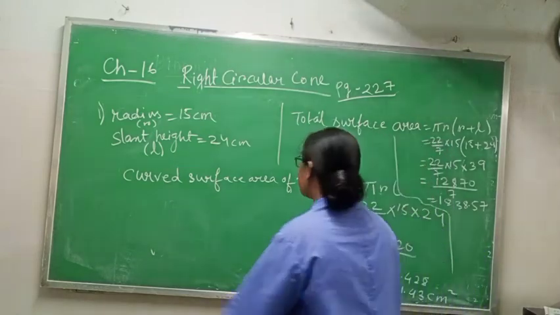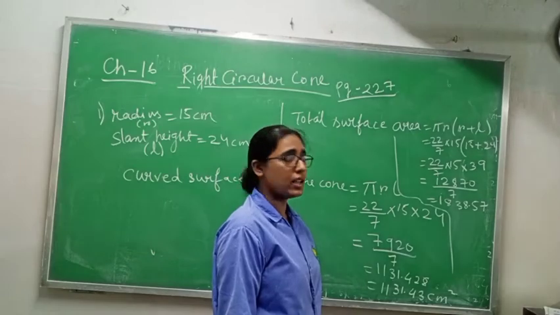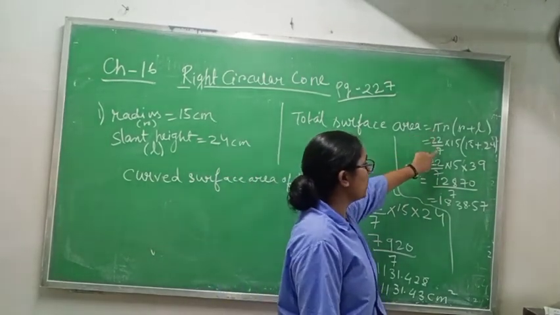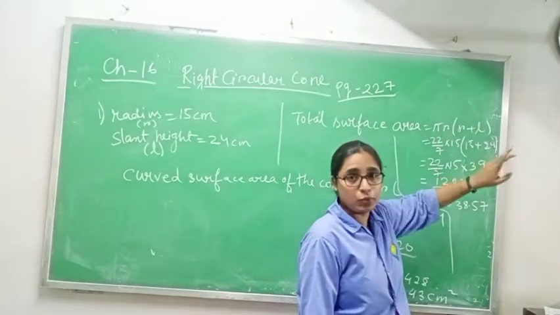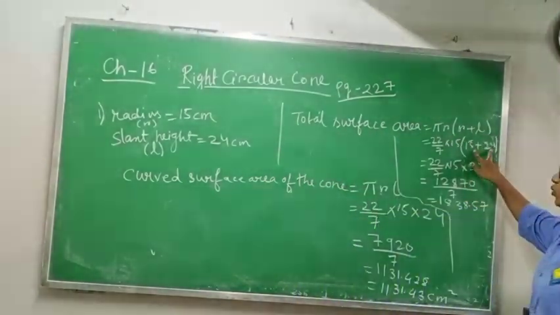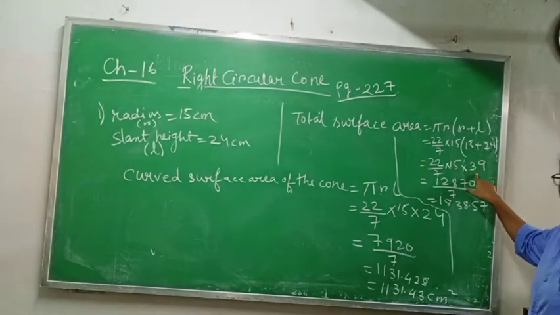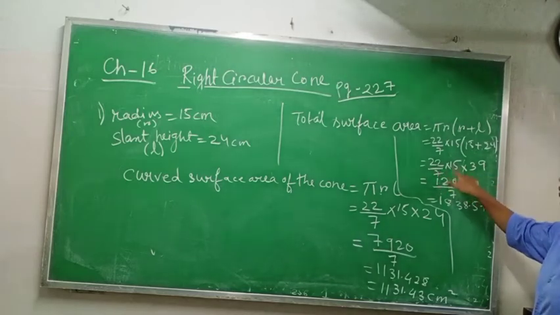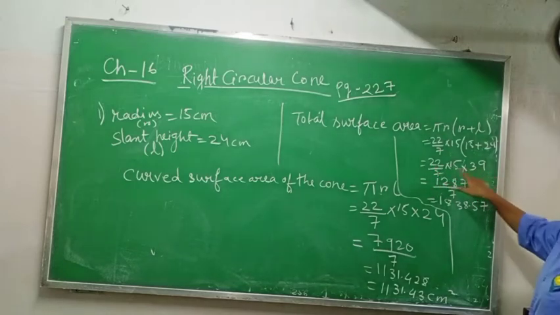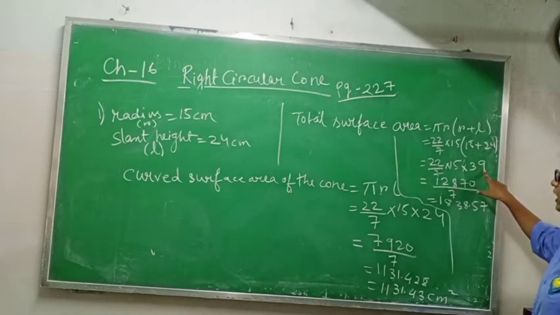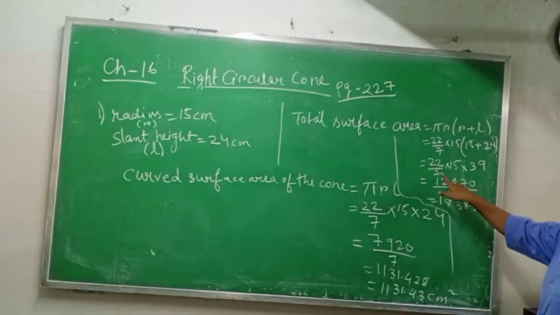Now they are asking total surface area also. So the total surface area formula is pi r (r plus L). In place of pi I take 22 by 7, into r is 15, then again r is 15 plus 24. First you will add these two because this is inside the bracket, so you will get 39. Now nothing cancels, so you have to multiply. 22 into 15 into 39. When you multiply, you will get 12,870 by 7.